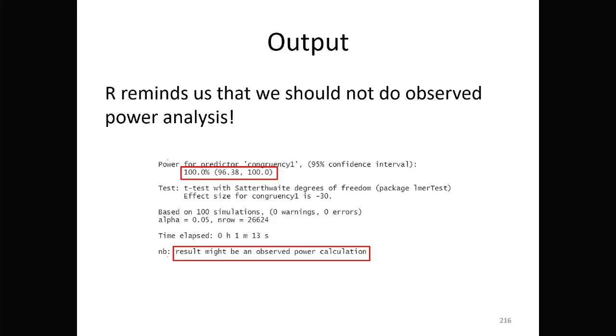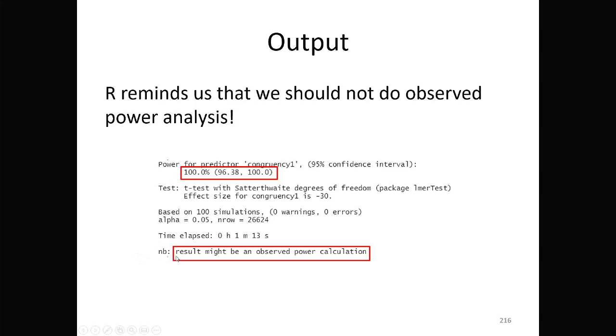So it tells us that the achieved power is about 100% with some confidence interval. I'm not sure how it computes the confidence interval, but it says essentially that our power is 100%, meaning that in each and every run of the simulation, the t-test was significant. And it tells us that the effect size for congruency 1 is -30. It doesn't, of course, tell us all the parameters. But one thing, okay, based on 100 simulations without warnings and without errors, as you have seen yesterday, you can easily get errors like singular fit in lme4.